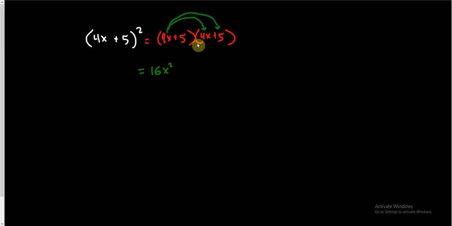4x times 5. 4 times 5 is 20, and there's an x there. 5 times 4x, that is also 20x. And 5 times 5 is positive 25. And then, of course, I have like terms right here, 20x plus 20x. So I get 16x squared plus 40x plus 25.